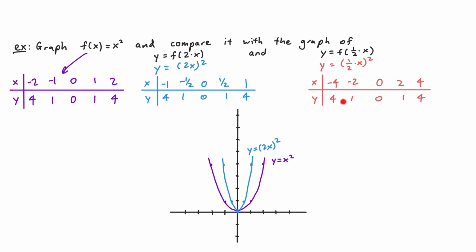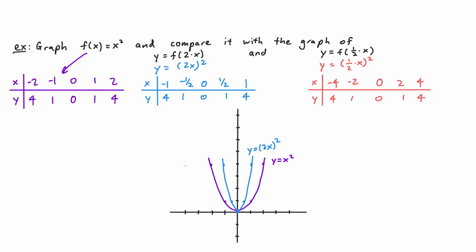Let's now compare this red table of values with the original purple table of values. You might notice that all of the x-coordinates are doubled. Originally, for the x-squared function, the x values were -2, -1, 0, 1, and 2. But now, for the transformed equation, y equals, in parentheses, 1/2 x squared, the x values are -4, -2, 0, 2, and 4. So when we replace the original input x with 1/2 times x, all of our x values were multiplied by 2. Let's now plot our points and draw our graph.